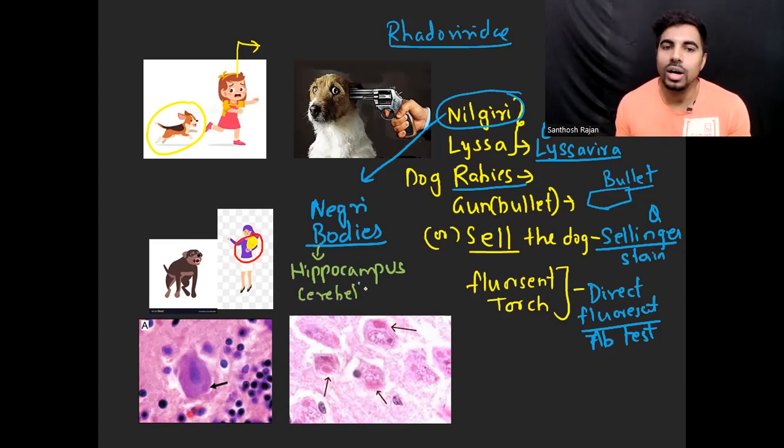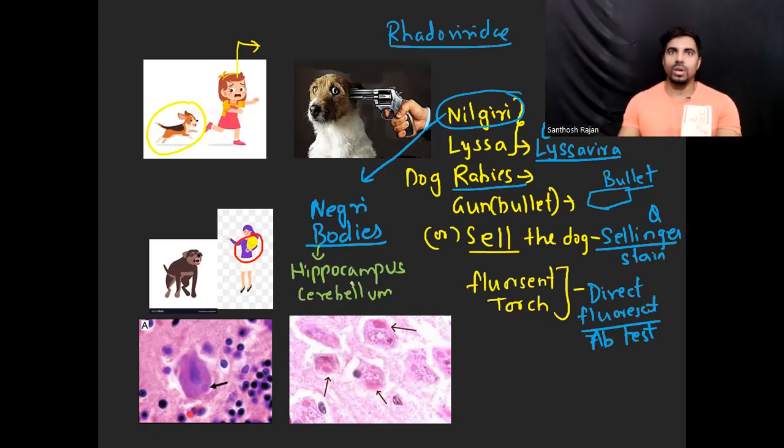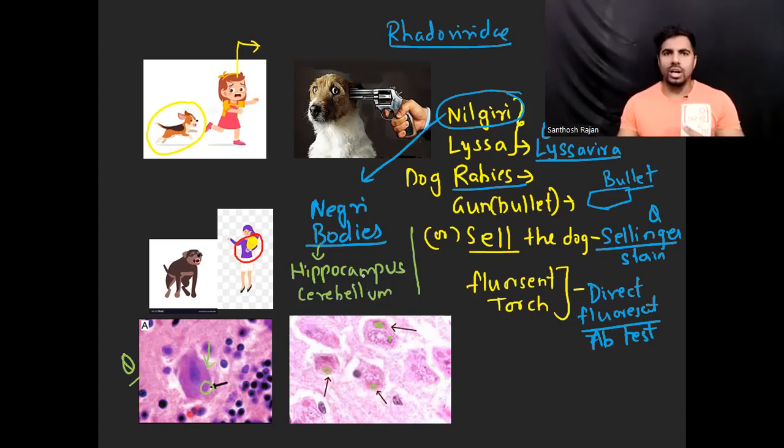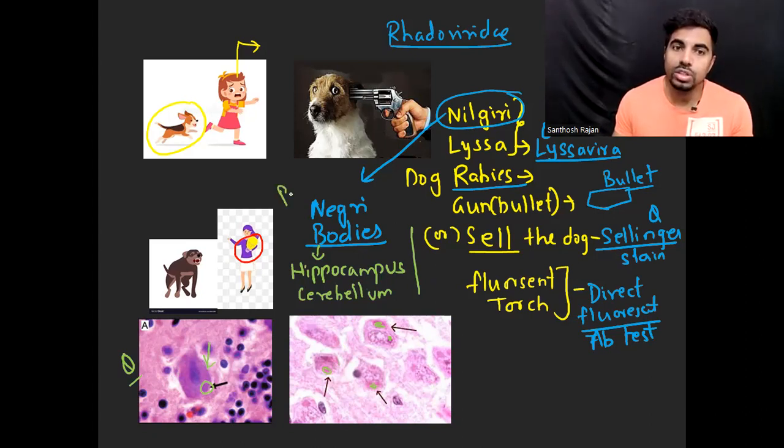When you take a biopsy and stain with Seller's, you see these. In this picture, the stain is inside your Purkinje cells, inside the brain neurons. You can see the light color stain here. Those are Negri bodies. I don't know if they ask a question about the dog body, but they give this picture. It's easy: sell the dog, Seller's, and its body is the Negri body. This is basically done in postmortem only.